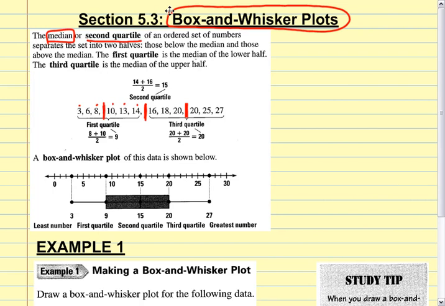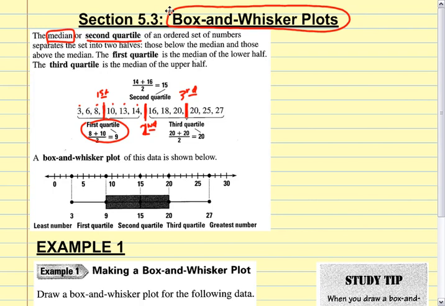This number, this median, is called the first quartile. This median right here is called the second quartile. And this one is called the third quartile. What do quartiles do? They separate things into quarters. So we're taking one group of numbers and we're dividing it into 4 parts.